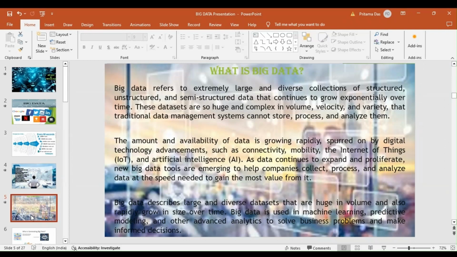Big data describes large and diverse datasets that are huge in volume and also rapidly grow in size over time. So, big data is used in machine learning, predictive modeling, and other advanced analytics to solve business problems and make informed decisions.